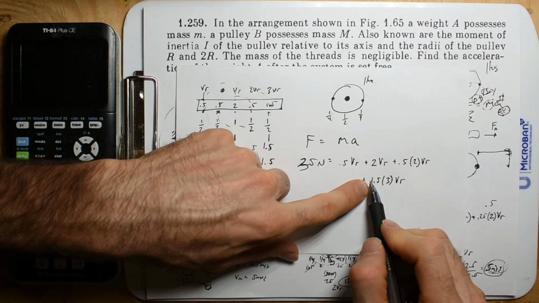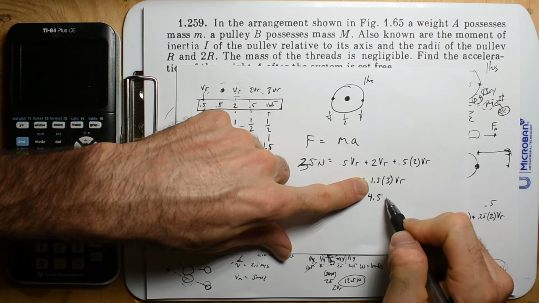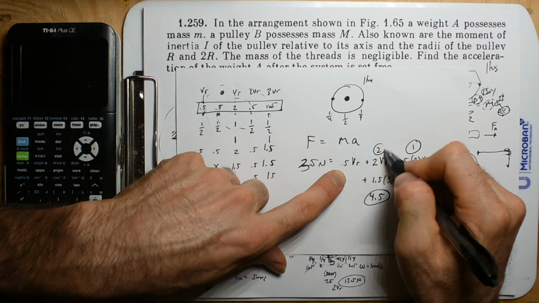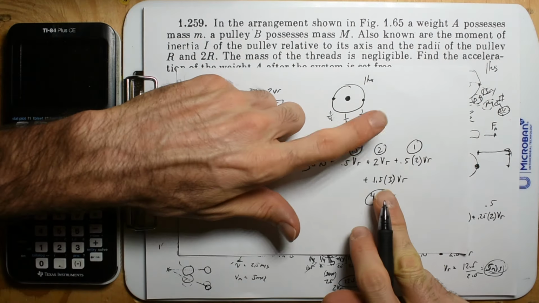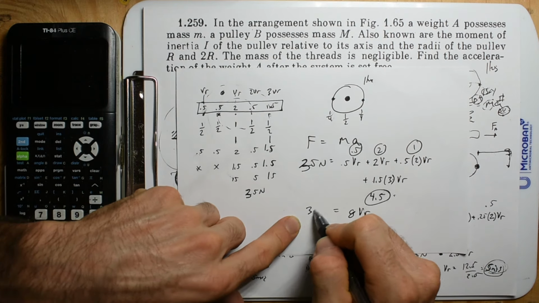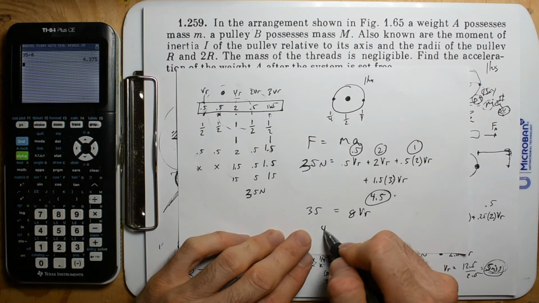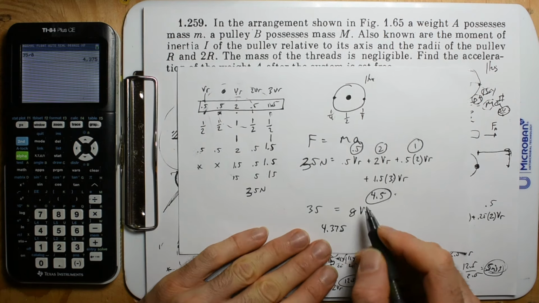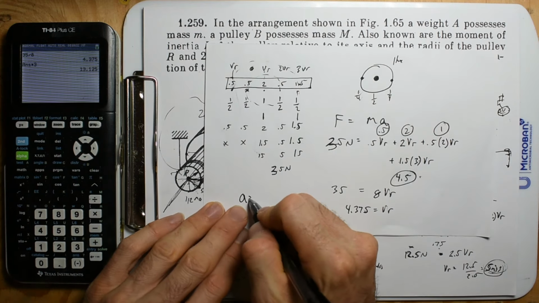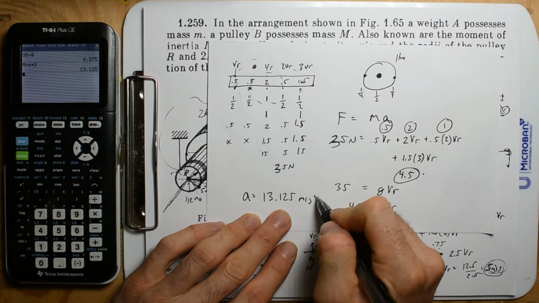So we have 3 times 0.5, that's going to be 4.5. Okay, sweet. So we got 4.5 there. This is going to be 1, and then we got 2 and 0.5. So this becomes 5, 6, 7, 8, and we got 8. VR is equal to 35, so VR is 35 divided by 8, and we get 4.375 is equal to VR, and then times 3, so our acceleration is going to be 13.125 meters per second squared.